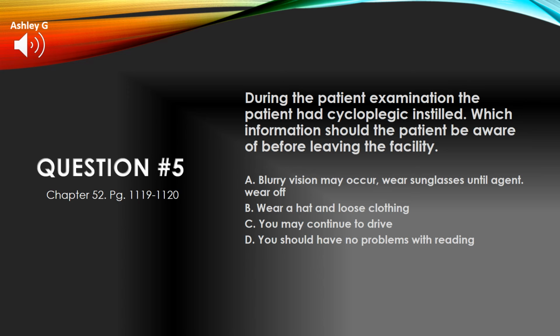During the patient examination, the patient had cycloplegic instilled. Which information should the patient be aware of before leaving the facility? A. Blurry vision may occur. Wear sunglasses until agent wears off. B. Wear a hat and loose clothing. C. You may continue to drive. Or D. You should have no problems with reading.